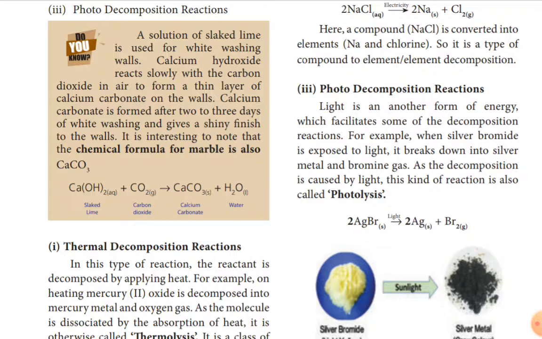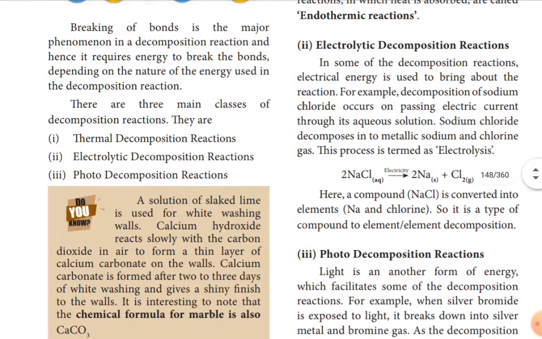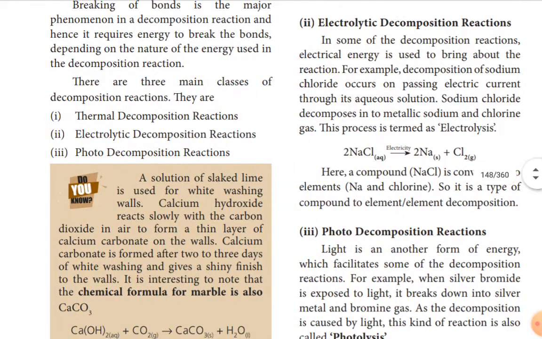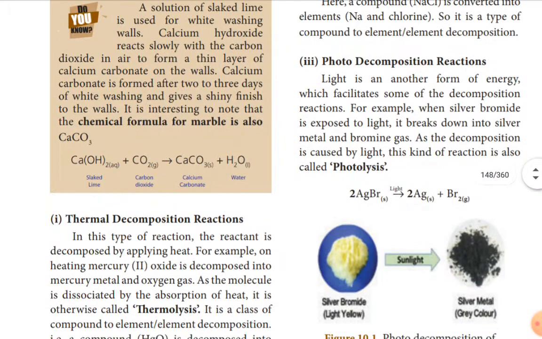So what type of reaction is this? It is similar to the previous example we learned, the electrolytic decomposition of sodium chloride to sodium and chlorine. This is a compound to element decomposition. This is also compound to element decomposition: the compound silver bromide decomposes when exposed to sunlight into silver and bromine. So this is a compound to element reaction.